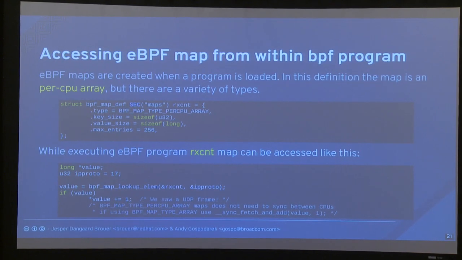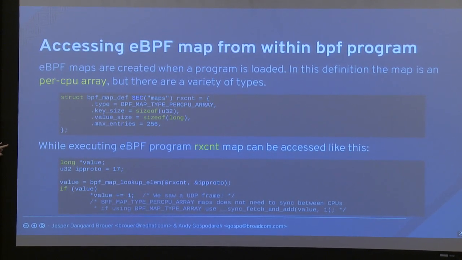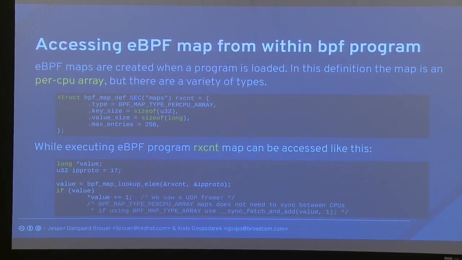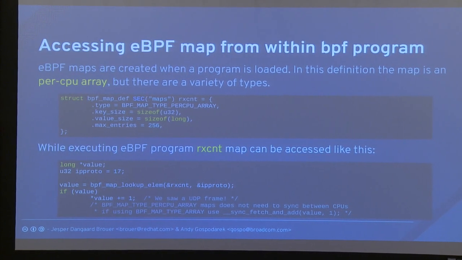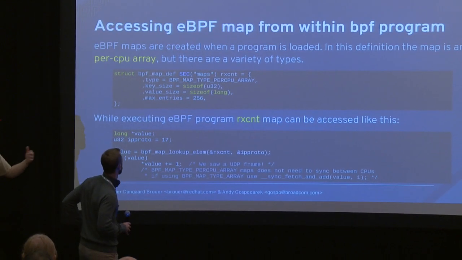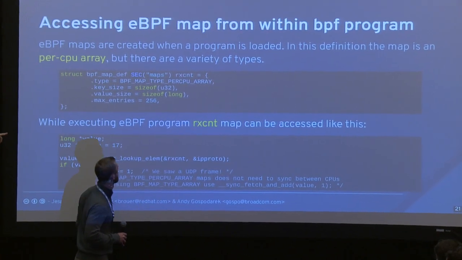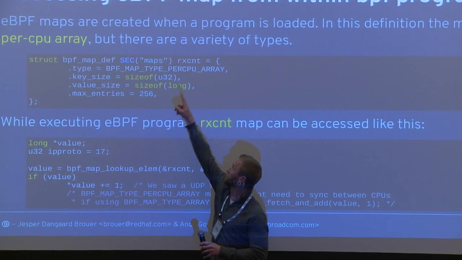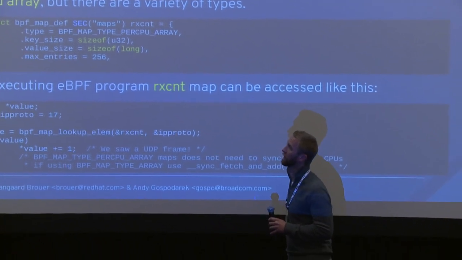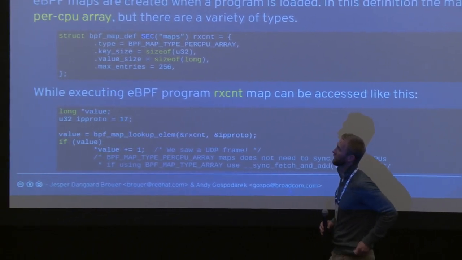And this is just a struct that gets picked up by the section maps. Then, while you're executing the BPF program, your access is like that. You could do a lookup in the map, and in this case we are just using it as a counter. Here we're just doing plus one, but because we have the per CPU array, we are allowed just to do a plus one. So there's no concurrency issues here.